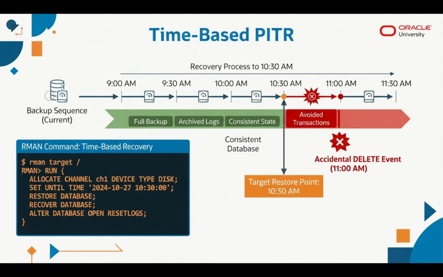The first option is time-based recovery. Here, we tell RMAN to recover the database to a specific timestamp. This is often easy to understand when we are dealing with human error. For example, if an accidental delete happened at 10:35 a.m., we could choose a recovery point shortly before that event. The goal is to stop recovery before the unwanted changes occur.